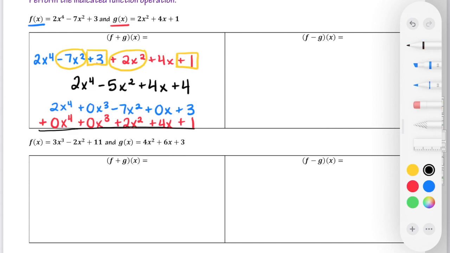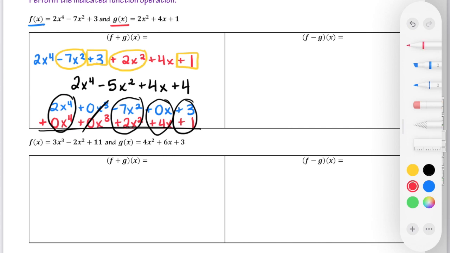So you can also add them up like that, and then just add vertically. The 2x to the fourth doesn't get added with anything, so it stays the same. I don't have an x cubed term. Negative 7x squared plus 2x squared, we combine that to get negative 5x squared. 0x plus 4x, I just get 4x, and then 3 plus 1 gives us 4. So that's another way you could do it if you're lining it up that way. I'm going to keep doing it the horizontal way, especially because we have a lot of missing terms in between.